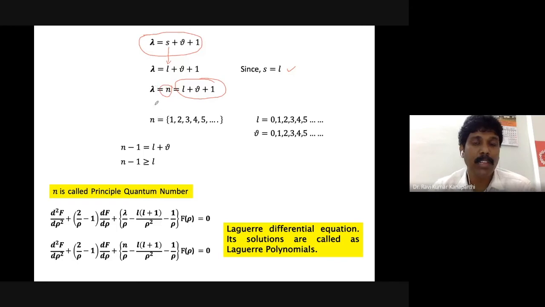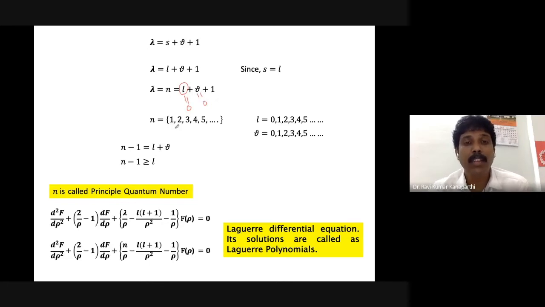So instead of writing lambda, I just wanted to change it to n. And what are the possible values of n now? In this expression, as you can realize, L can be 0. Similarly, mu also can be 0. The minimum possible value for L is 0, and this is also 0. In that case, the minimum possible value for n is equal to 1. Similarly, in the other case, maybe this is 1 and that is 0. So likewise, we can have different values for n starting from 1, 2, 3, 4, and so on.